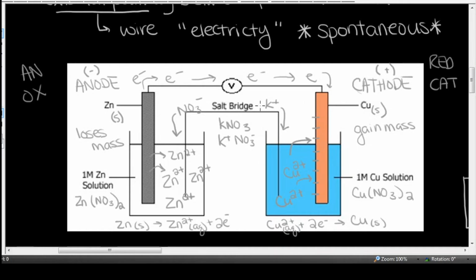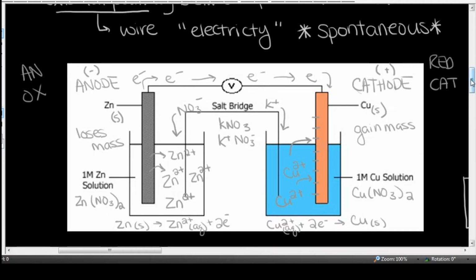Another way you can remember that the cathode is the positive part of this cell is this is the direction in which the cations in your salt bridge flow. So the cations flow towards the cathode, and your anions here, the NO3 minus, flow towards your anode. Another way to remember your anode being the negative terminal of your battery is that this is the source of your electrons, right? This is the source of your negative charge. So that's how I keep it all straight.